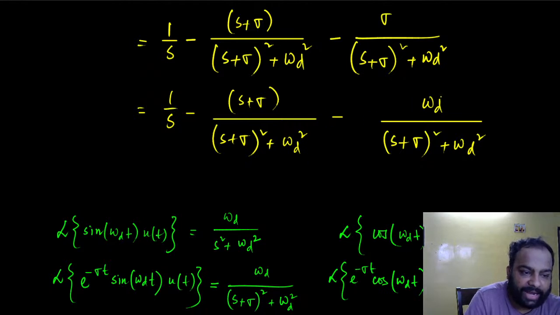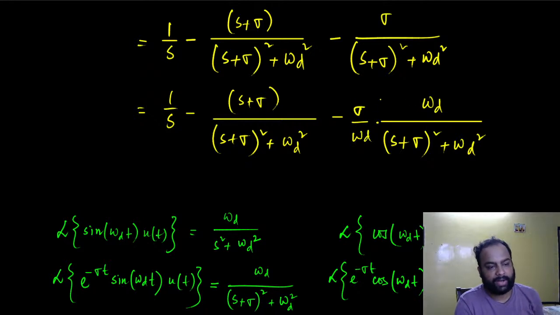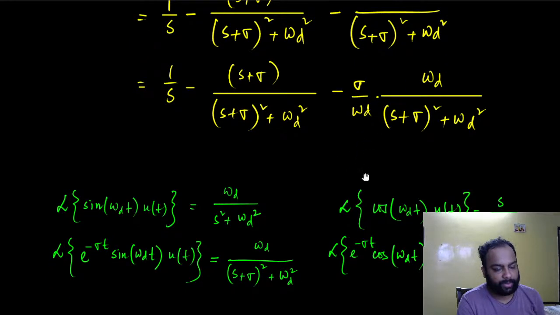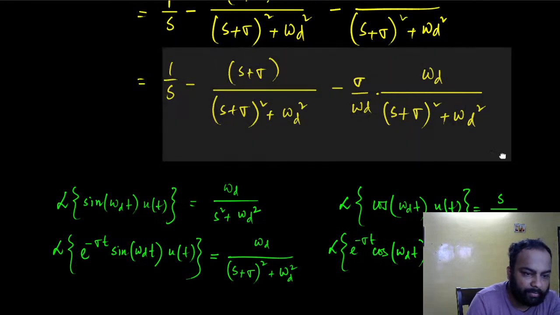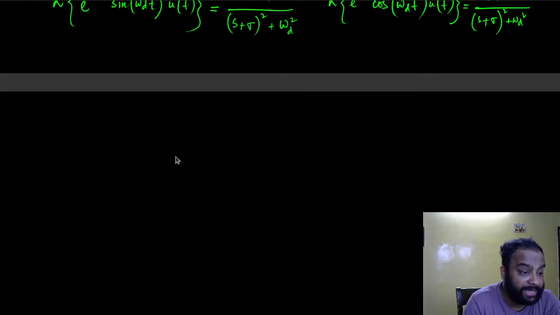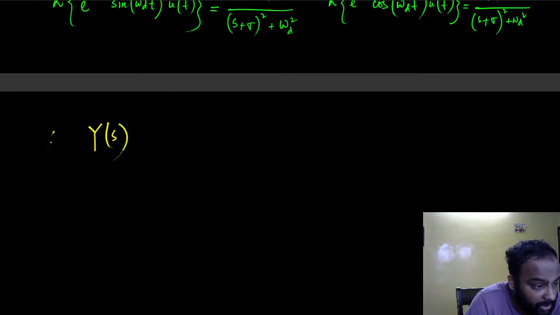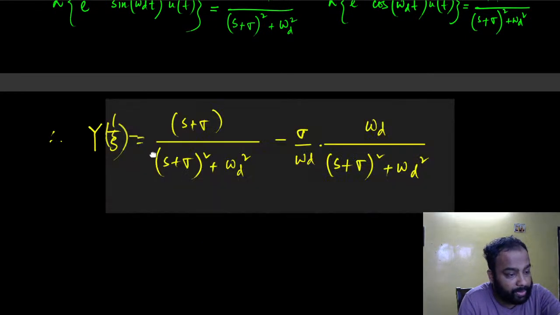Okay, so if I write omega_d here, I have to make sure that I do certain manipulation to make sure that it's sigma, right? So I'm just multiplying sigma by omega_d, so that omega_d cancels out. Okay, so we have this term. So let's bring this back here. That's my y(t), sorry, Y(s). So therefore Y(s) is equal to this.